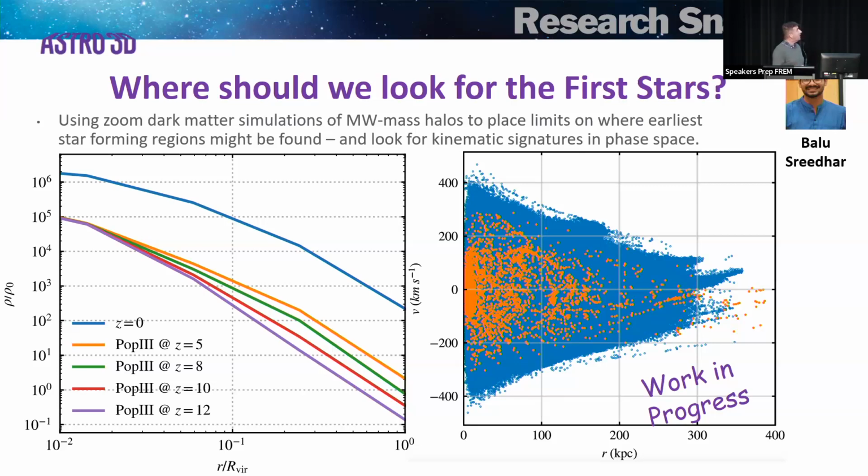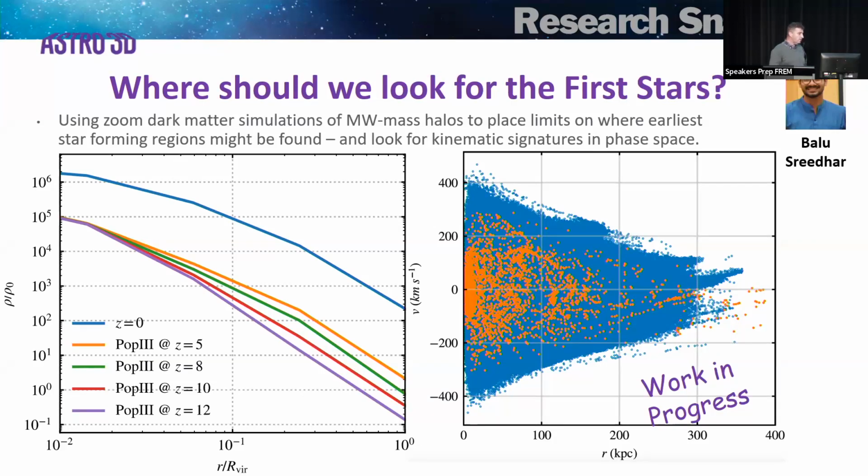So he's been getting experience running his own zoom dark matter simulations of Milky Way mass halos, and trying to place limits on where we would expect to find the earliest star forming regions. From your perspective, on the left-hand side is a density profile as a function of radius. The blue curve shows the dark matter density within the system at redshift 0.